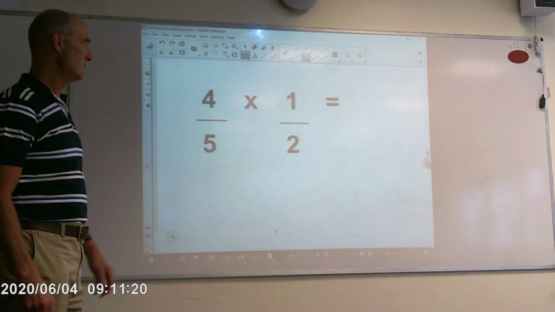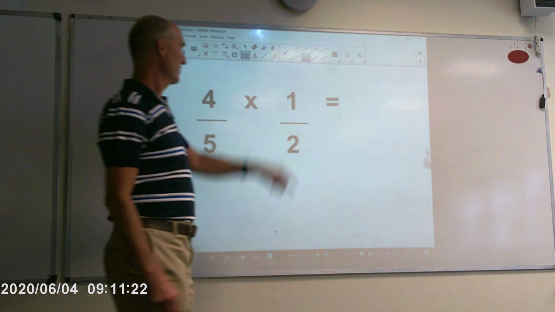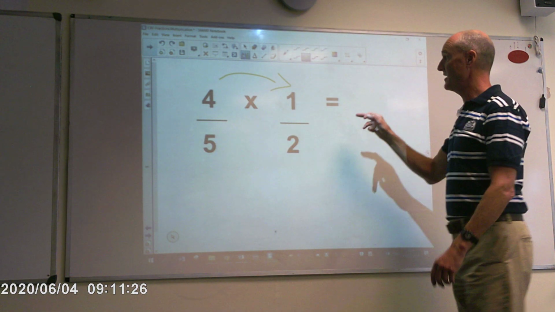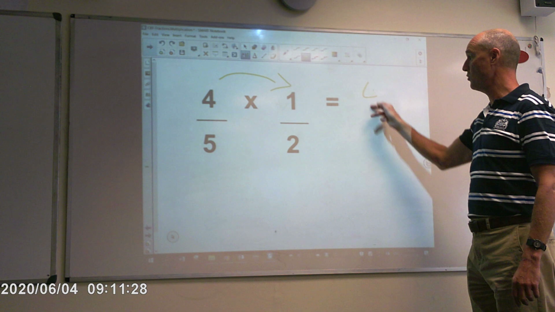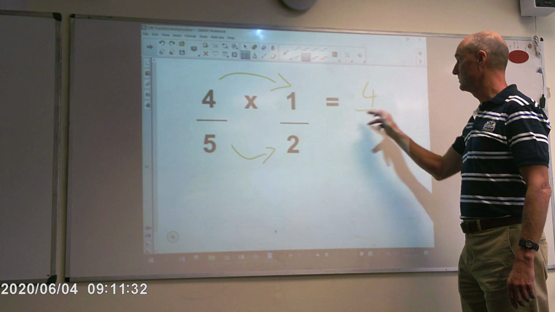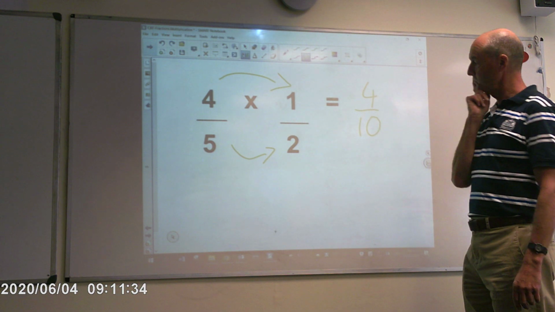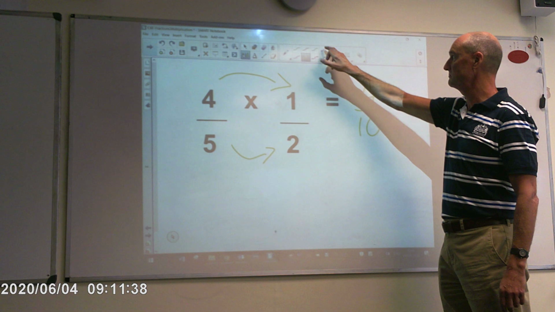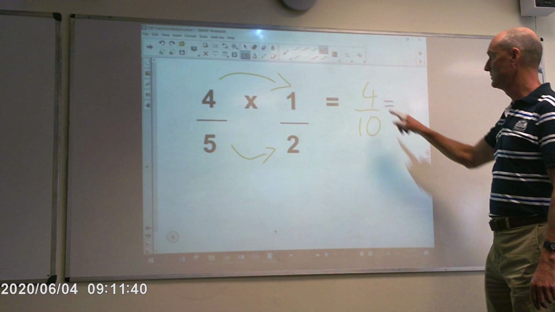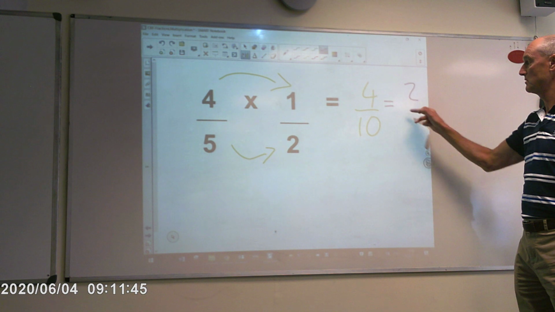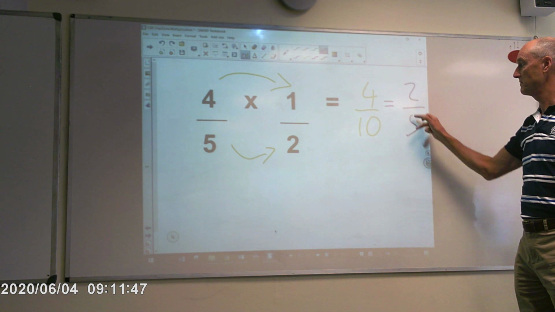Similar example. Multiply across the top. 4 times 1 is 4. 5 times 2 is 10. Can we simplify that a little bit? Can we? Yeah? 2 goes into 4 2 times, 2 goes into 10 5 times.